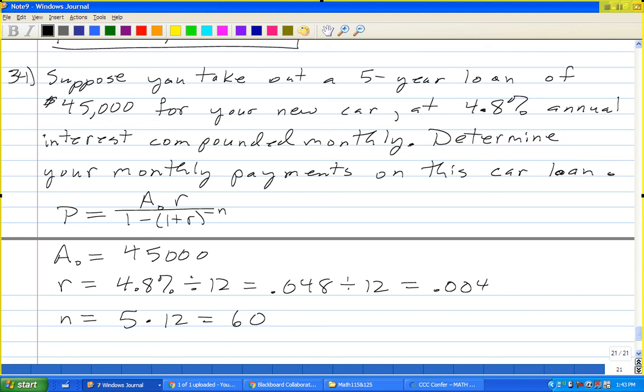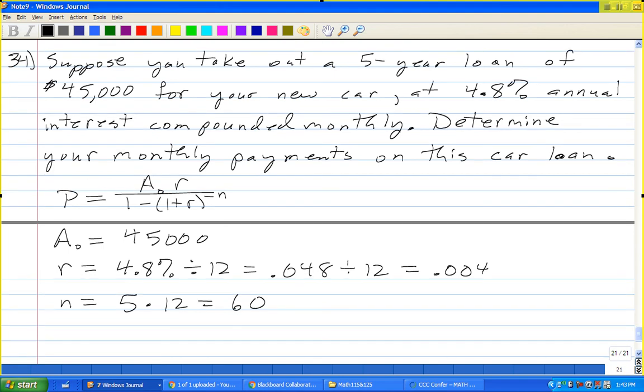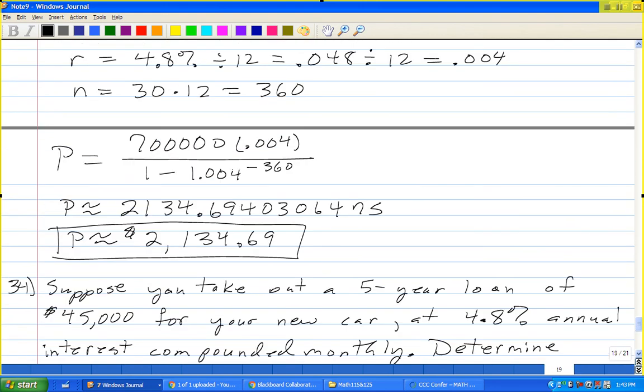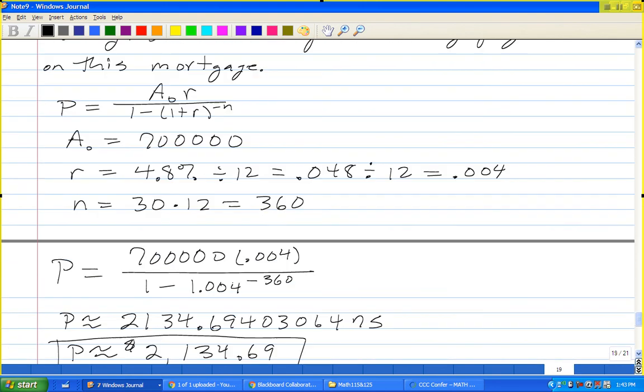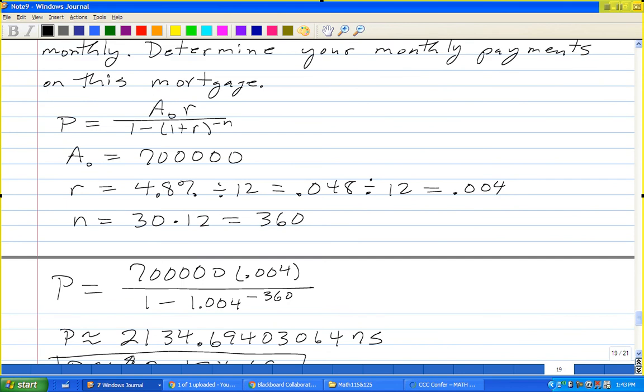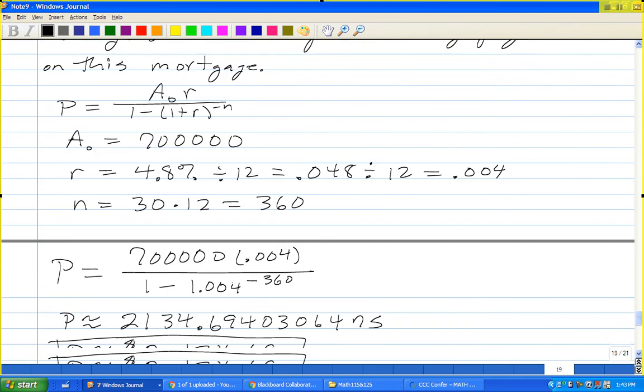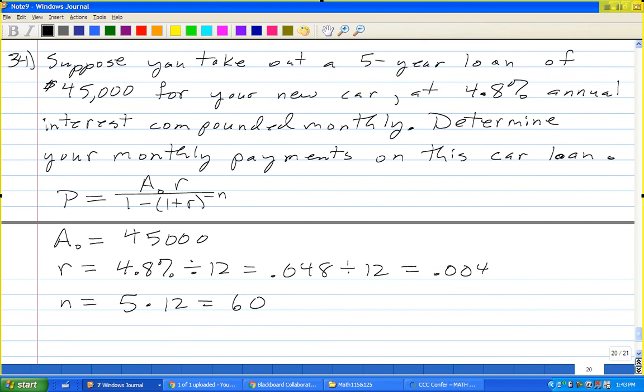So let's see how much you should pay. Actually, I should have done that on the previous example: how much do you actually pay for the house? I'll do that also, but I'll do this one instead.